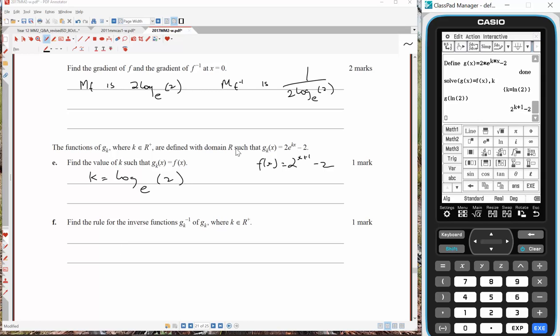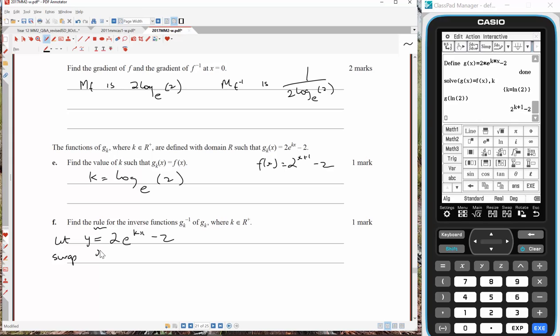So let's go with the next one. Find the rule for the inverse function. Okay, so we'll go. Rule only, I don't want the domain. 1 mark. y equals 2 e to the kx take 2.